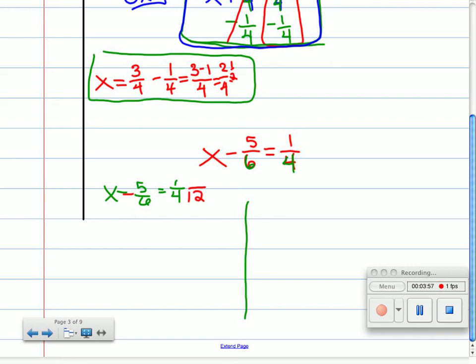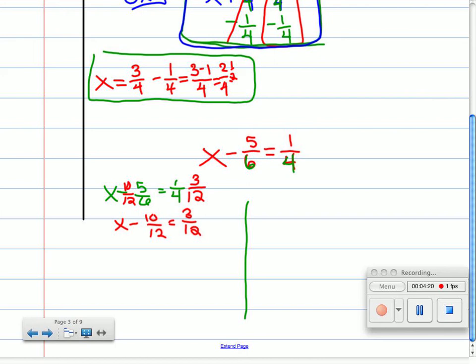6 times 2 is 12, so 5 times 2 is 10. 4 times 3 is 12, so 1 times 3 is 3. That looks really messy. I'm going to rewrite so I understand what I'm doing. This turns into x minus 10/12 is equal to 3/12. All right, there I can handle. I can handle it a little bit.